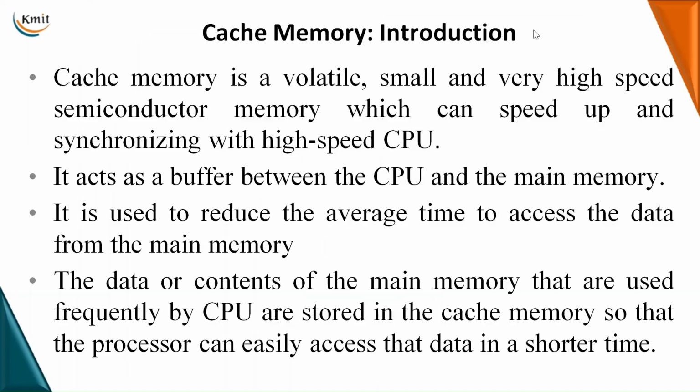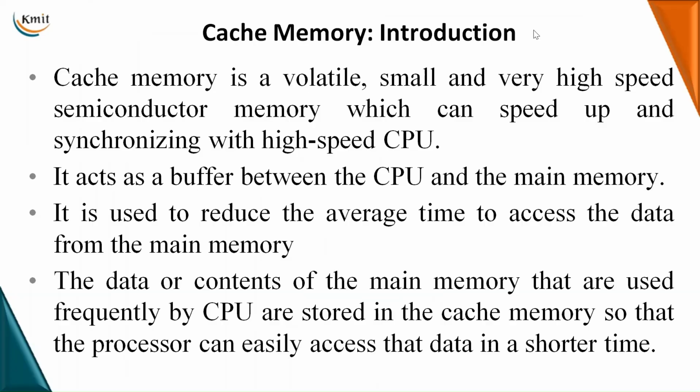Cache memory is a volatile, small and very high speed semiconductor memory. By nature it is volatile, similar to your main memory, and it is small in size compared to your main memory, and very high speed. When you compare it with your main memory, it is a very high speed memory which can speed up and synchronize with the high speed CPU.